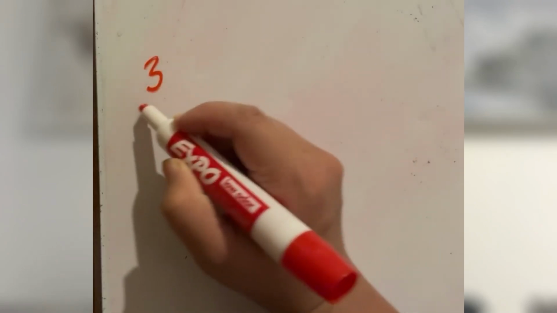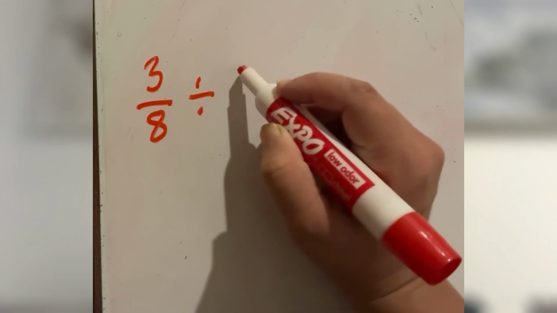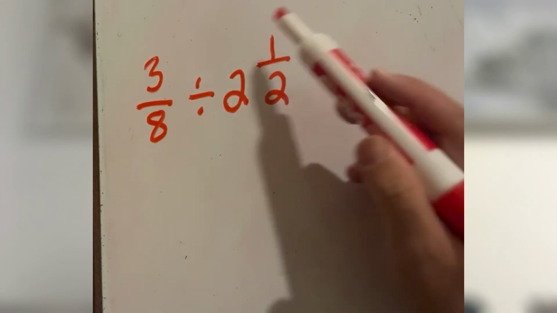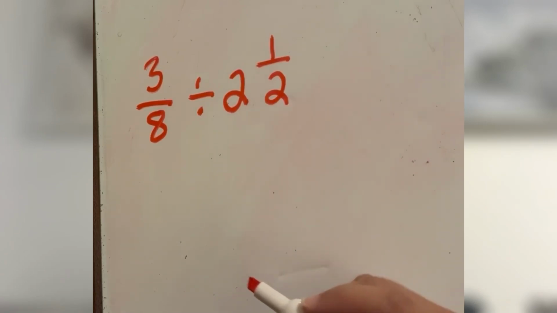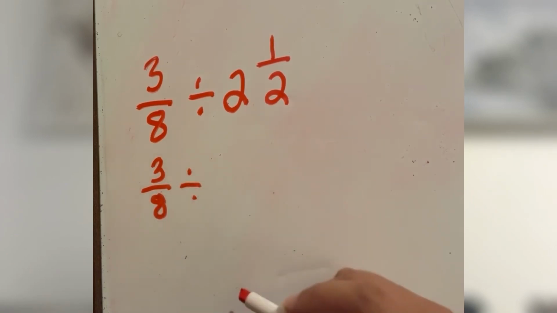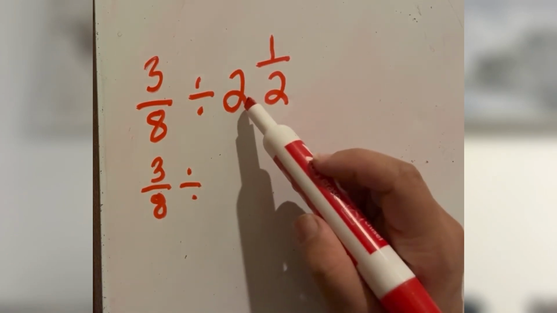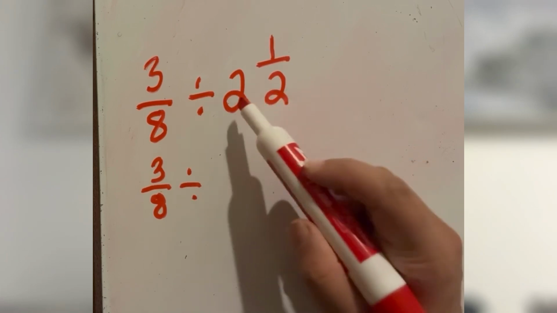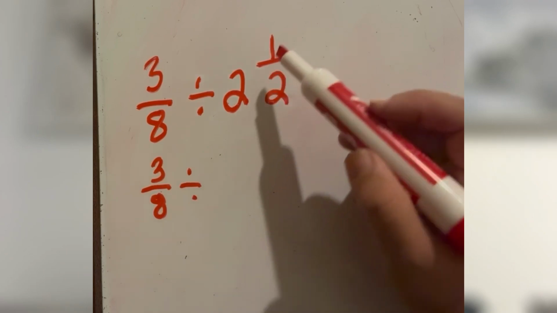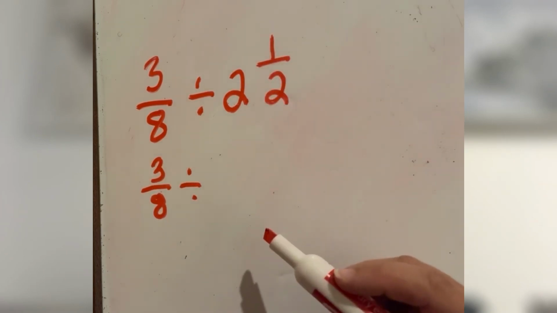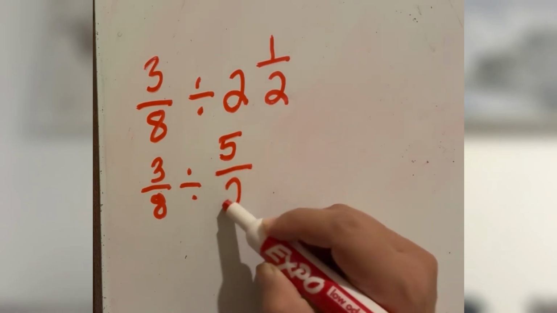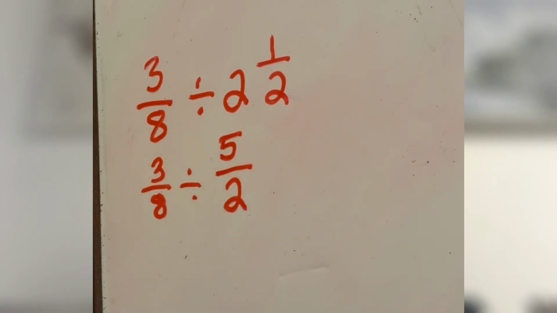Here's our next problem. We have 3/8 divided by 2 and 1/2. So here we see a mixed fraction. So what we're going to do is we're going to change it into an improper fraction. To make an improper fraction, we're going to multiply our whole number by the denominator. So 2 times 2 is 4. Then we'll add the numerator, which is 1. So that'll be our new numerator. And our denominator will stay the same of 2.